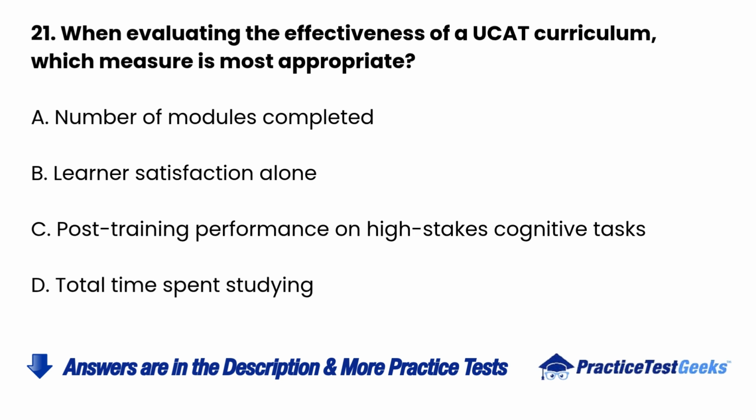21. When evaluating the effectiveness of a UCAT curriculum, which measure is most appropriate? A. Number of modules completed. B. Learner satisfaction alone. C. Post-training performance on high-stakes cognitive tasks. D. Total time spent studying.